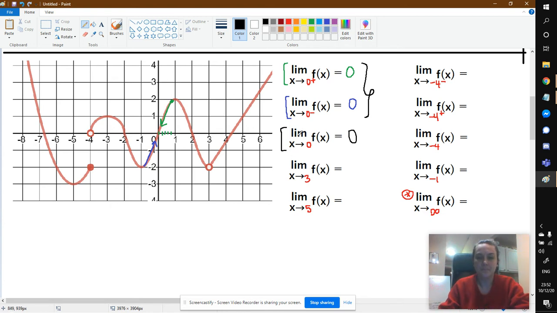Awesome. I'm going to go over here to -4. We're going to do the left, we're going to do the right, and we're going to do just the regular limit as x approaches -4. So from the left-hand side, as we're getting closer to -4, our function seems to be getting closer to -2.